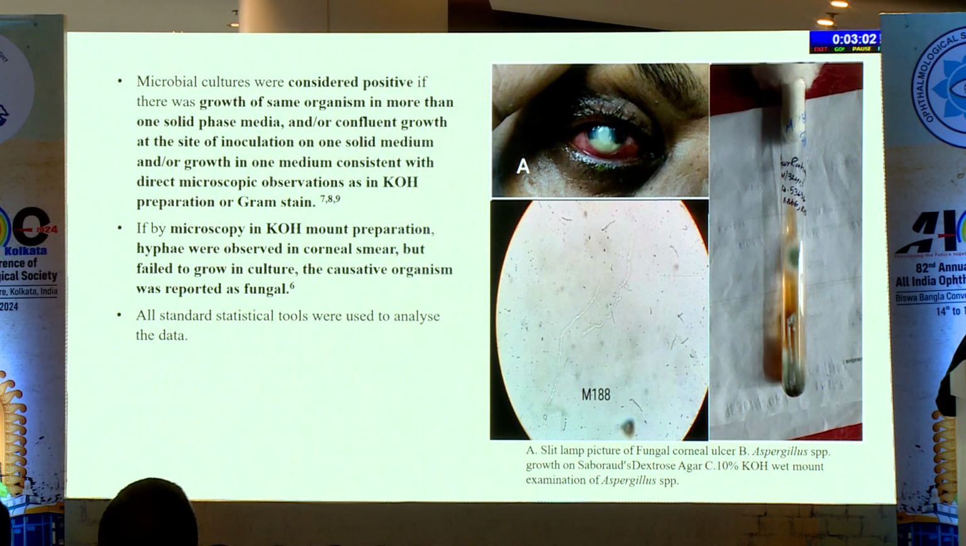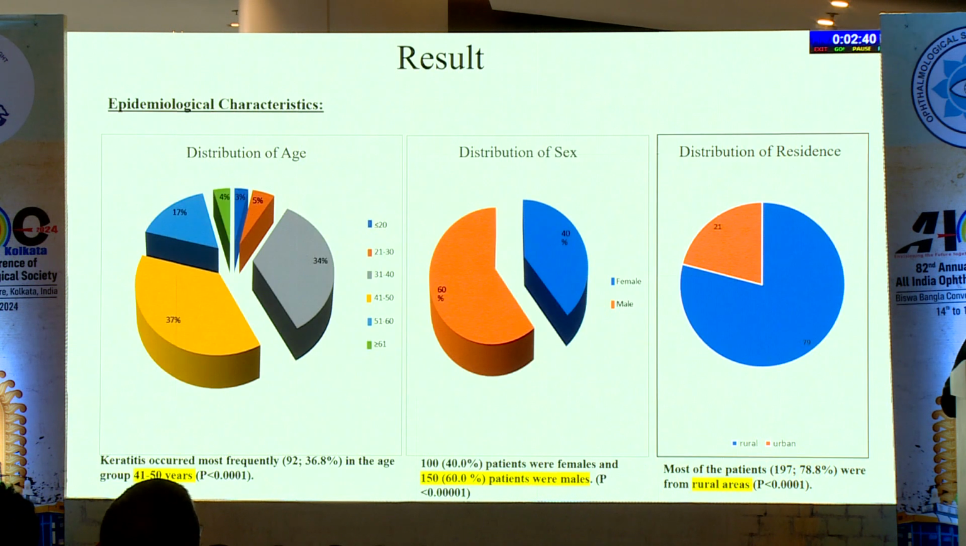Microbial cultures were considered positive if there was growth of the same organism in more than one solid phase media and or confluent growth at the site of inoculation on one solid medium, or growth in one medium consistent with direct microscopic observations as in KOH preparation or gram stain. If by microscopy in KOH, hyphae was observed but it failed to grow in culture, then the causative organism was reported as fungal.